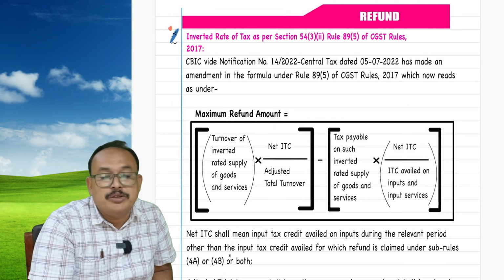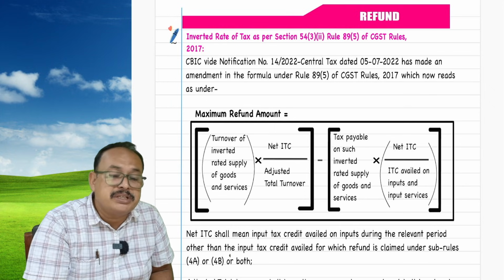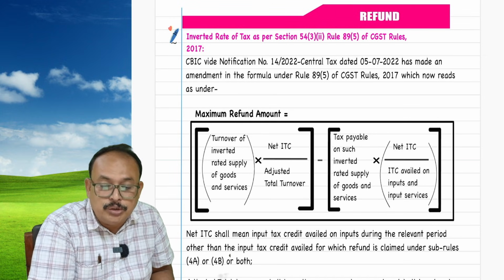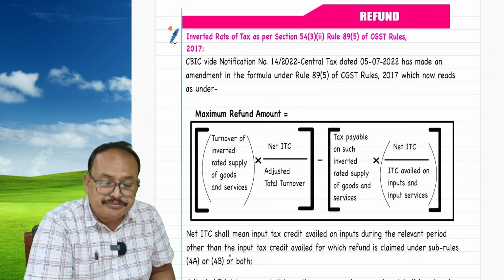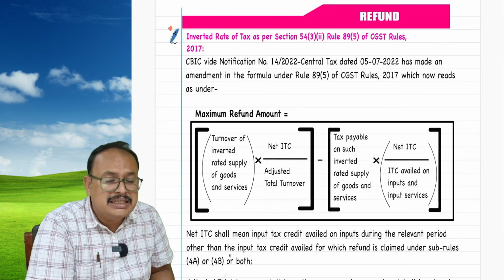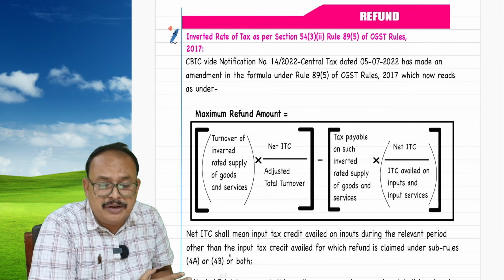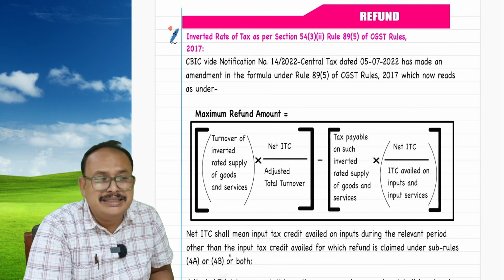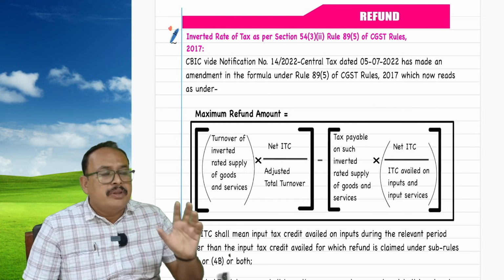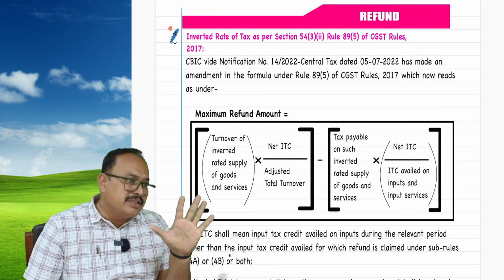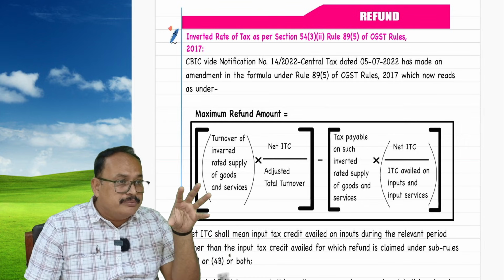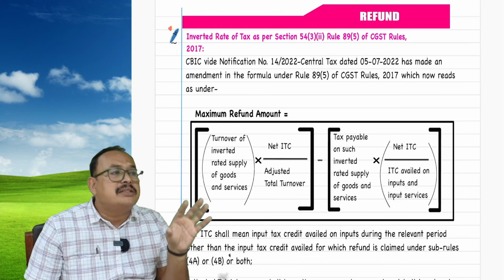Refund claim under the inverted duty structure as per section 54 subsection 3 clause 2, read with rule number 89 sub number 5: maximum amount of refund is equal to turnover of inverted duty rate supply of goods and services multiplied by net credit divided by adjusted turnover. Simple, my dear. Net credit, what is net credit? Only input goods credit. That you multiply with inverted tax turnover divided by total adjusted turnover.